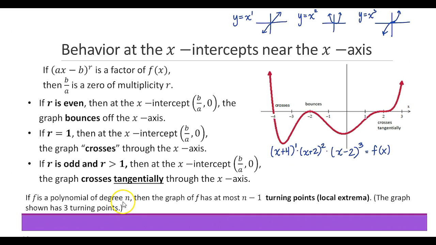So it might be a degree 4 polynomial or higher than that, because if it was degree 4, then the most turning points it can have is 4 minus 1, so 3. But it could also be degree 6, because 3 is still less than 5. So the graph has at most n minus 1 turns to it.